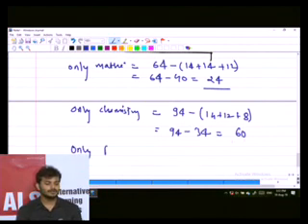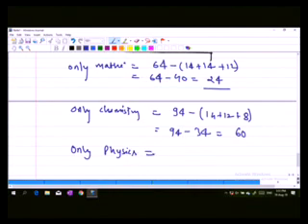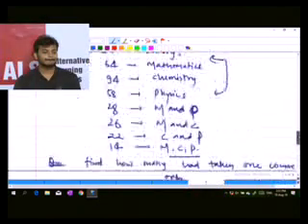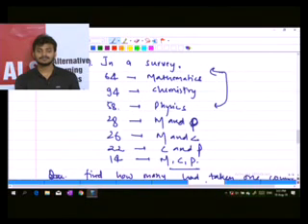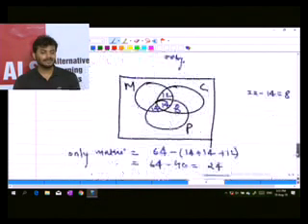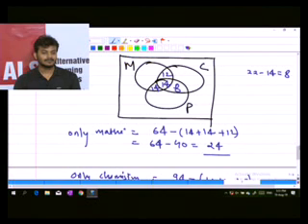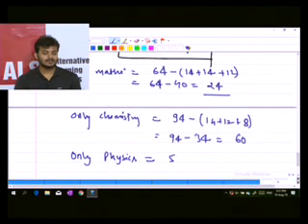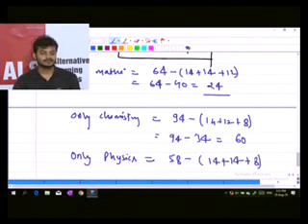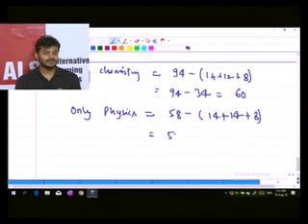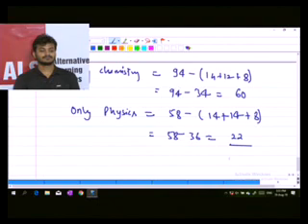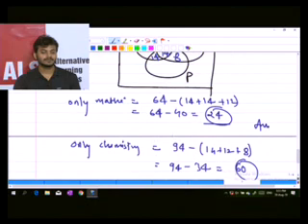Similarly, only physics will be how much? Total physics is 58. Okay, 58. 58 minus 14 plus 14 plus 8. So that is 58 minus 14, 14, 28, 36. That would be how much? 22. So these are the answers.